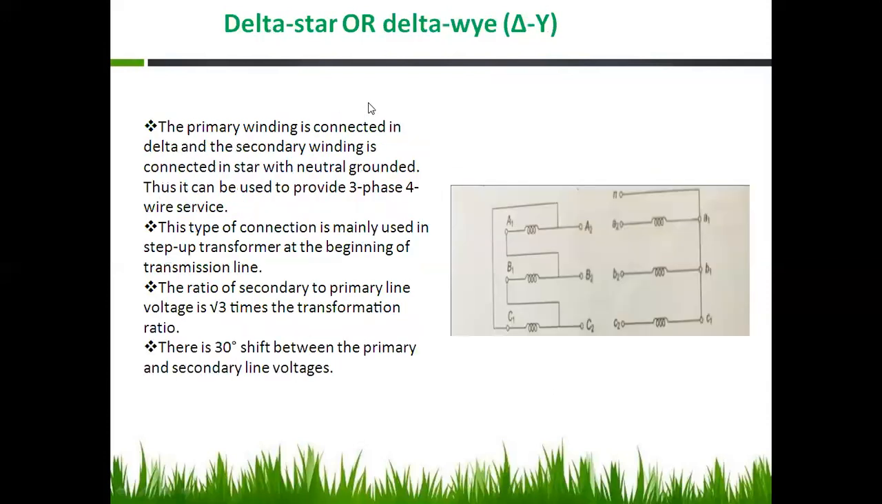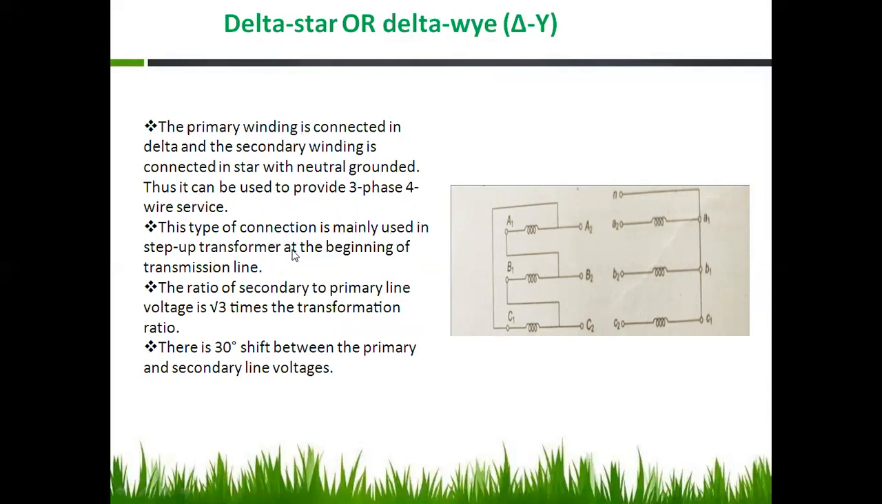And that is called the delta-star or delta-Y connection. That is, the primary is delta connected and the secondary is star connected. It is clearly seen. The primary winding is connected in delta and the secondary winding is connected in star with neutral ground. Thus, it can be used to provide a three-phase four-wire system, as the secondary winding is connected in star with neutral ground.